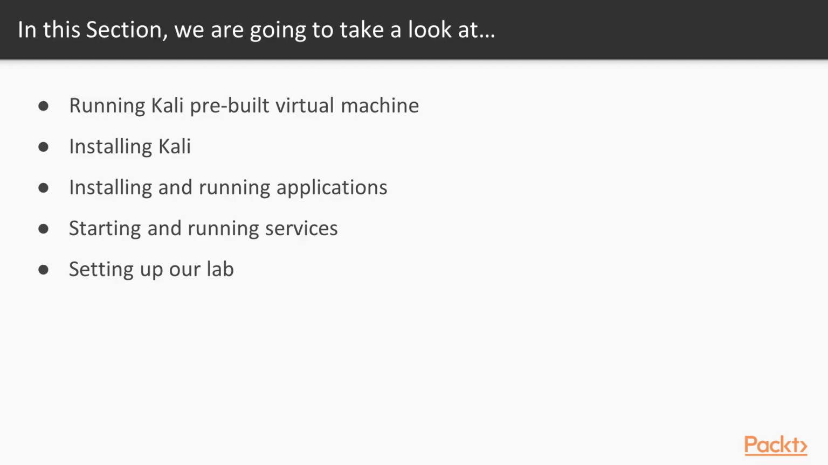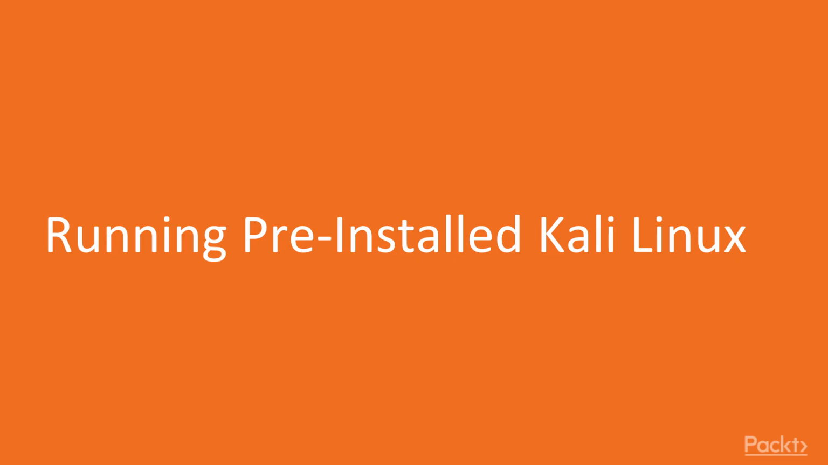In this section, I will show you how to download and use a pre-installed virtual machine. We will install Kali from scratch. I will show you how to download and run applications, and we will also have a look at how to start and stop services. Lastly, we will set up our lab. If you are new to Linux, I will show you the basic navigation techniques through Video 3 and 4. But without any further ado, let's go and have a look at pre-installed Kali Linux.